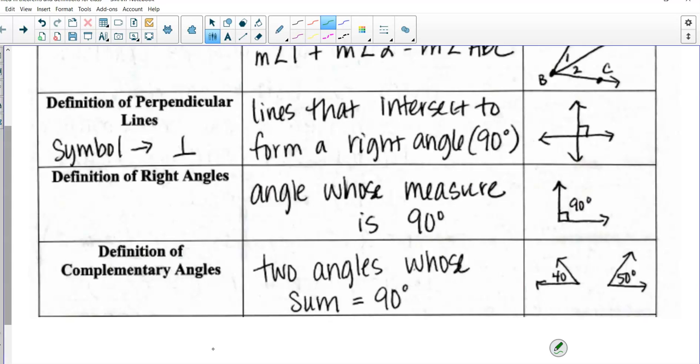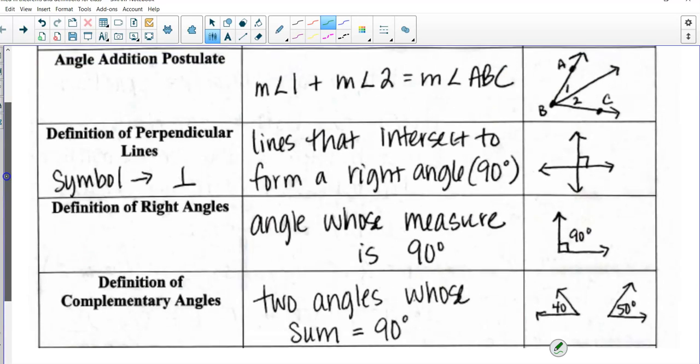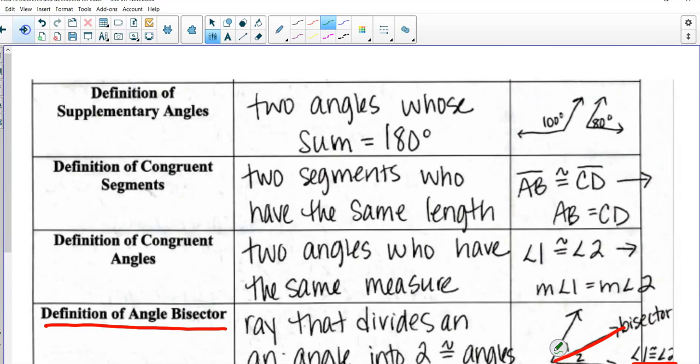We look back for our definition of congruent angles. Should be on this page. Definition of congruent angles is two angles who have the same measure. So that would be like, if we know angle 1 is congruent to angle 2, then we can say the measure of angle 1 equals the measure of angle 2.